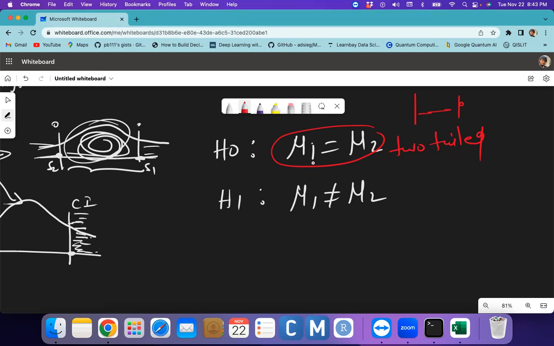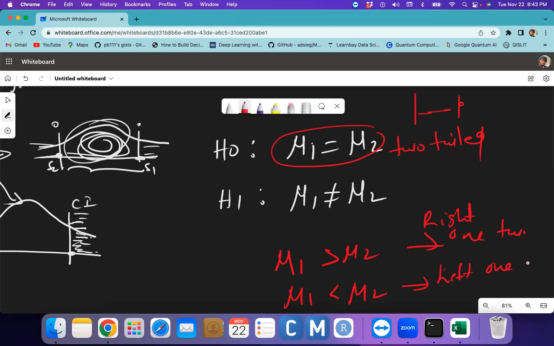I hope you got it. For example, mean 1 is greater than mean 2: this is a one-tail test, a right-sided one-tail test. Greater means right-sided. Mean 1 less than mean 2, we call a left-sided, or left one-tail test. So you have to remember these things, guys.